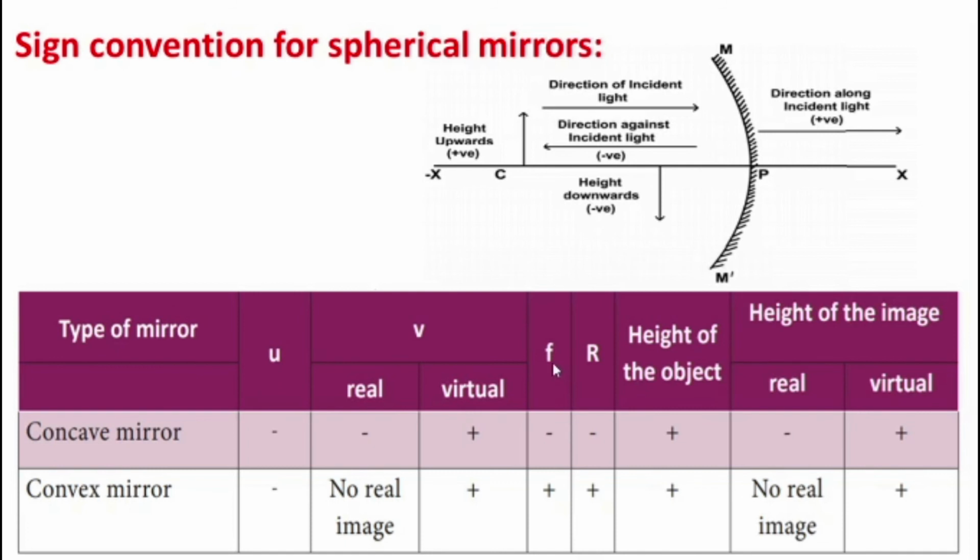Then f, the focal length, is small f, this is not capital F. Capital F means principal focus. We measure the distance from the pole to this side, that means the direction against the incident light, so minus. Then the radius of curvature, the distance between C and P, we measure against the incident light from the pole to C, so that is a negative sign.